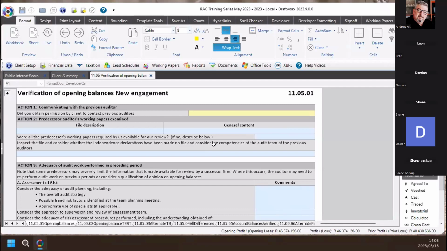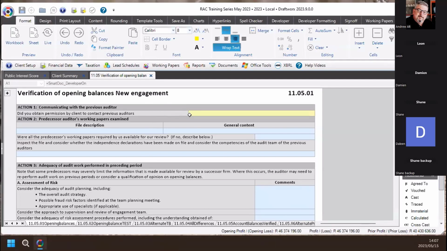Also, just a note, do consider if it is the first year of trading of an entity. Some of the stuff is not going to be applicable because you wouldn't have had a prior year balance that you actually need to audit and check. So again, if it's a new engagement and it's a first year audit, you're probably not going to go into the level of detail that I'll go through now.